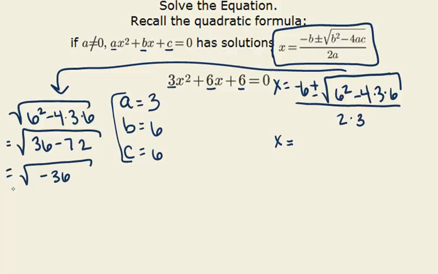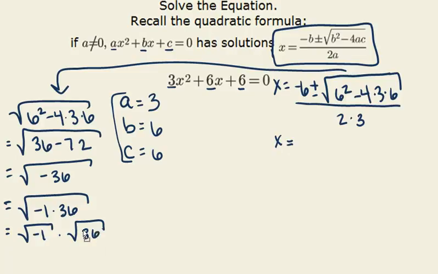negative 36. So this is equivalent to the square root of negative 1 times 36, and if we break this apart, we have the square root of negative 1 times the square root of 36. By definition, our imaginary number i is equal to the square root of negative 1, so that equals i times, and the square root of 36 is 6. So our huge square root up here is equivalent to 6i.